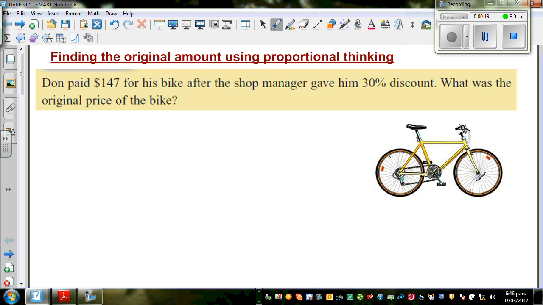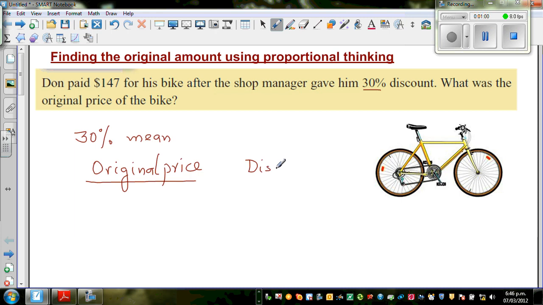Don is going and buying a bike, and probably the shopkeeper liked Don and gave him, say, a 30% discount. So let's understand what a 30% discount means. For every $100, he has to pay $30 less. So let us make two columns here. This is the original price, and the other is the discounted price.